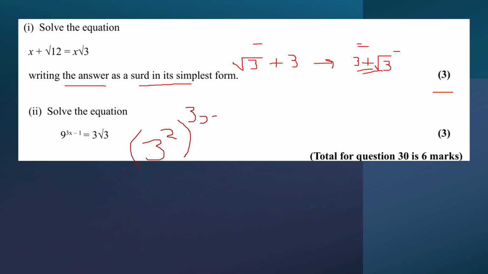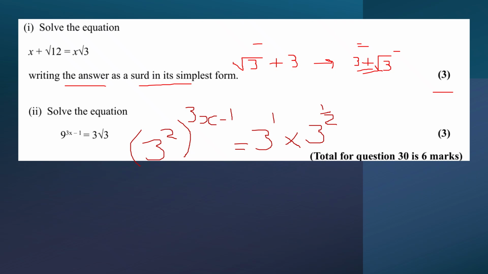Okay, I'm just rewriting 9 as a power of 3. So 9 equals 3 times 3, or 3 squared, or 3 to the power of 2. That's going to equal to, well, here I've got 3 to the power of 1, and I'm multiplying that by root 3. Root 3 can be written as a power of a half, so 3 to the power of a half. Okay, what's next? Well, let's obviously simplify here, left and right hand side.